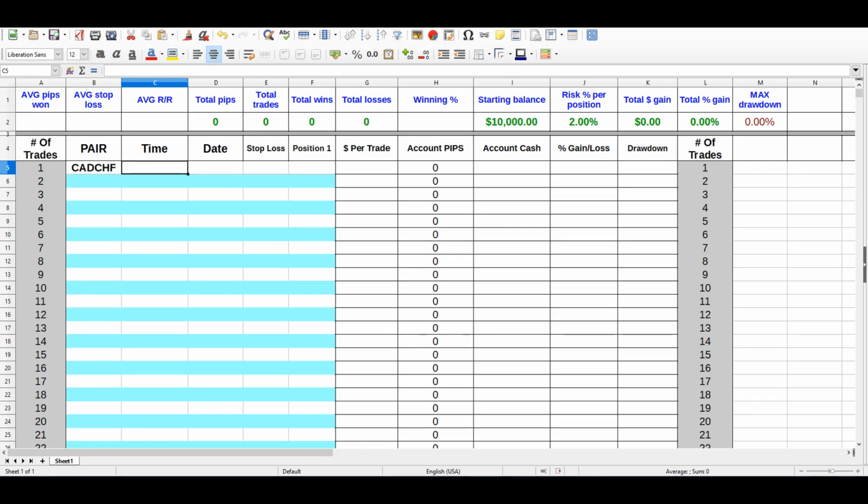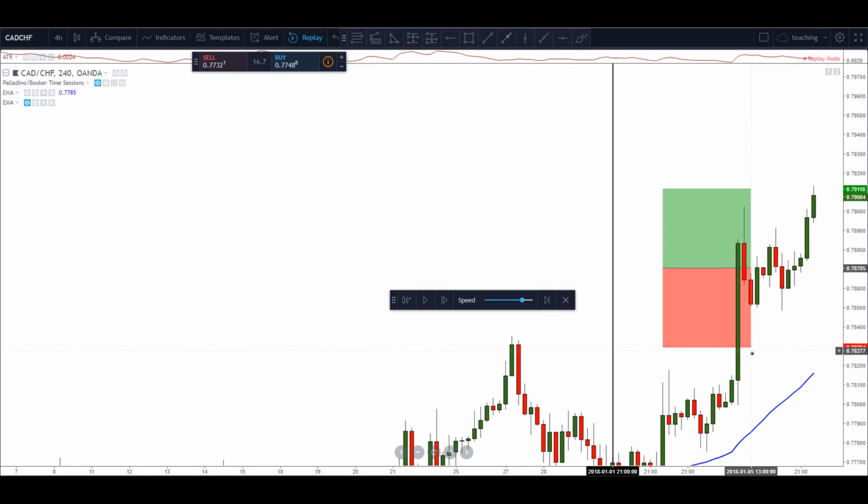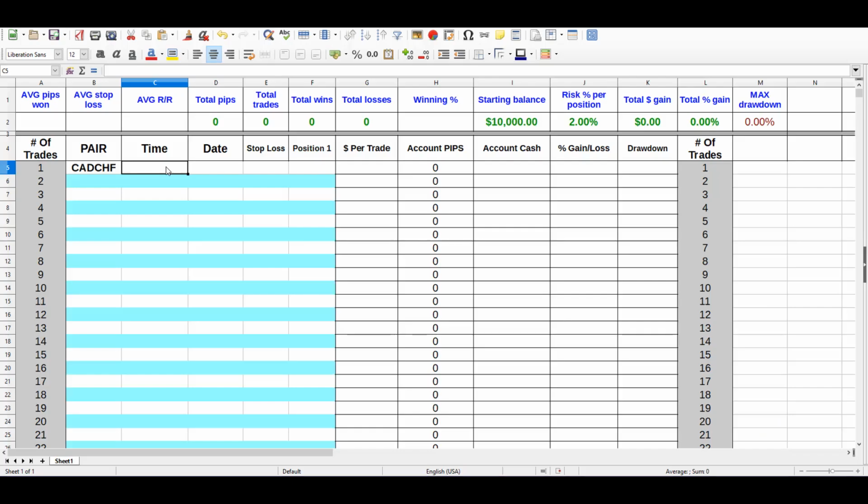We can go back to the chart, look up the time for that trade. That trade closed at 1700, which is 5 o'clock p.m. So we just type that into our spreadsheet as 1700. It works in military time. The date of that trade, go over yet again.